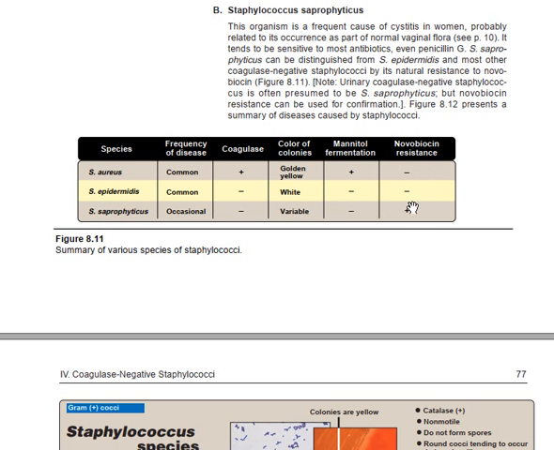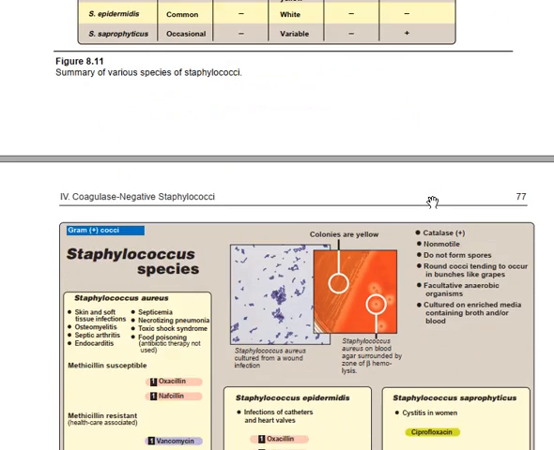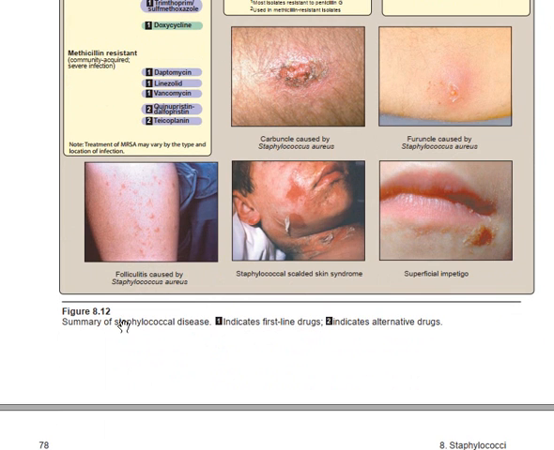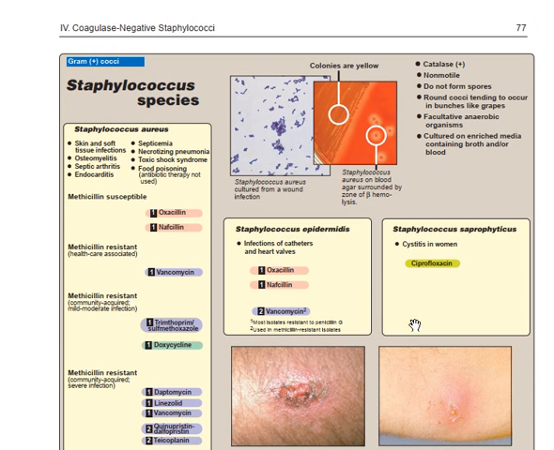Epidermidis is not resistant, and then Saprophyticus is resistant to novobiocin. Now this is a summary of Staphylococcal disease. 1 is going to indicate the first line drug, and 2 is going to indicate the second line drugs. So for the Staphylococcus species, we start with Staphylococcus aureus.